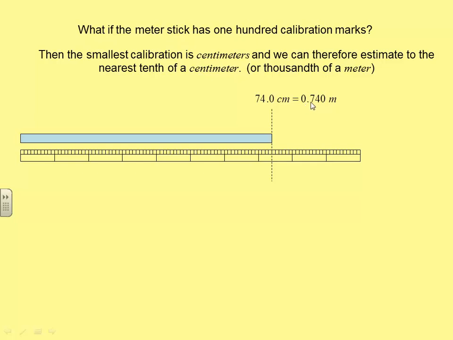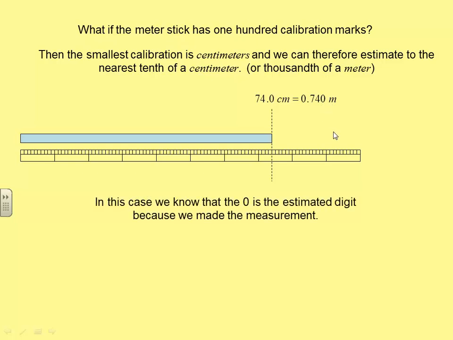Remember, this would be 0.740 meters. Right? This 0 would mean 0 thousandths of a meter, or 0 millimeters exactly. Now we know here the 0 is the estimated digit because we made the measurement. And if we were going to make every measurement ourselves, we wouldn't need the rules that we're going to talk about shortly about significant figures.